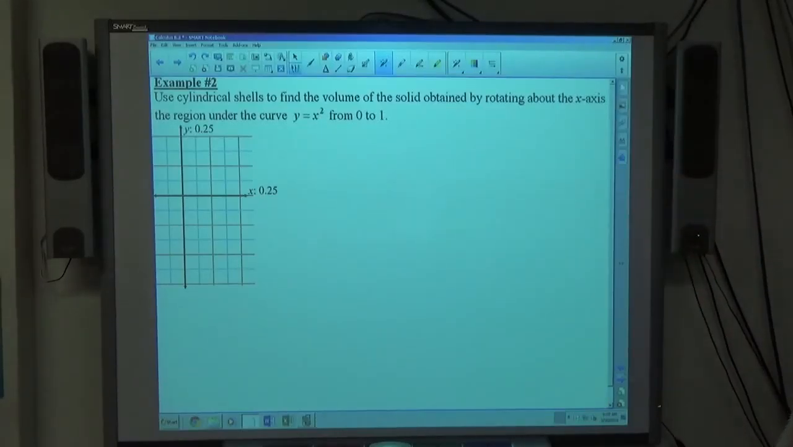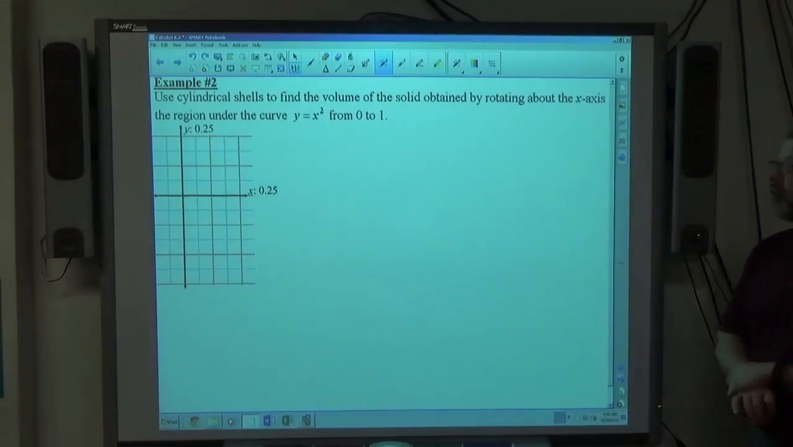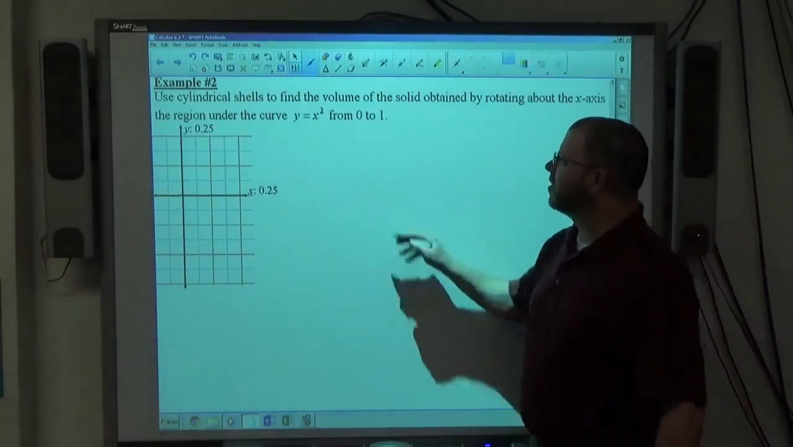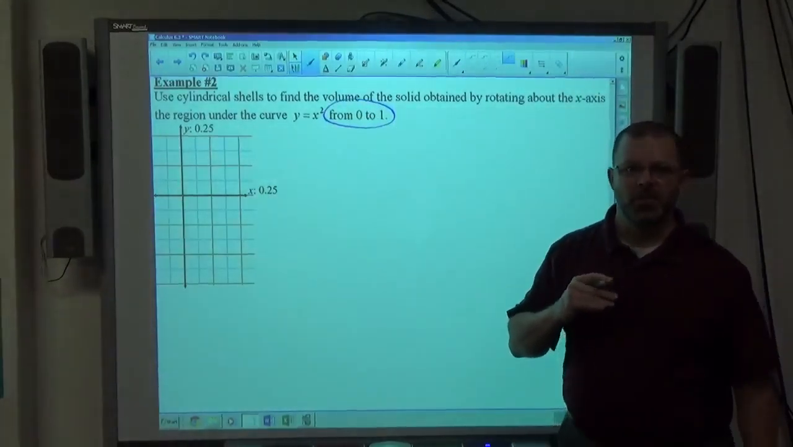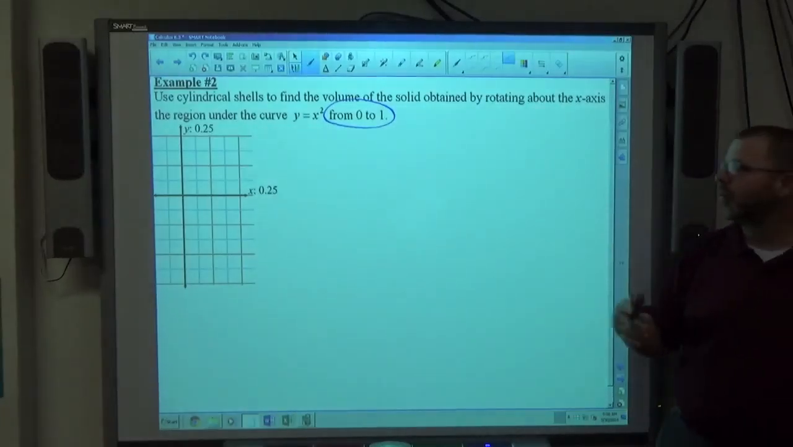Example 2 on the cylindrical shell method. Use cylindrical shells to find the volume of the solid obtained by rotating about the x-axis the region under the curve y equals x squared from 0 to 1. Anytime it says from something to something, that's from x equals, unless otherwise stated. So we're starting at x equals 0, ending at x equals 1.